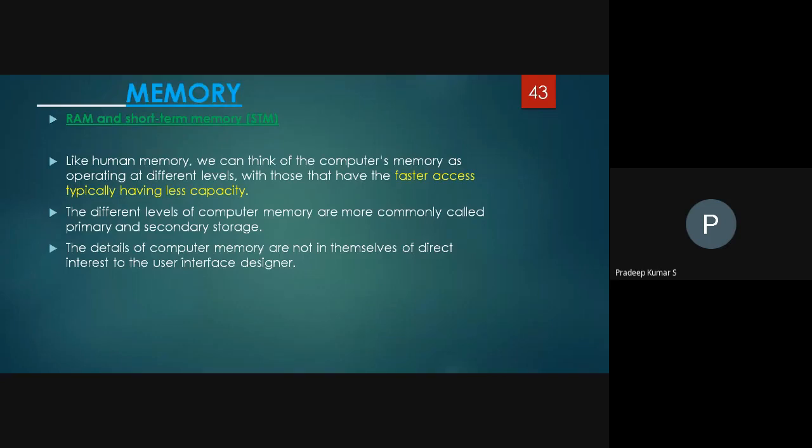There are certain levels. Usually, faster access typically has less capacity, especially the cache and the primary memory, RAM. Here the capacity is less, so accessing the data is easy and quick compared to the main memory, that is the disk.